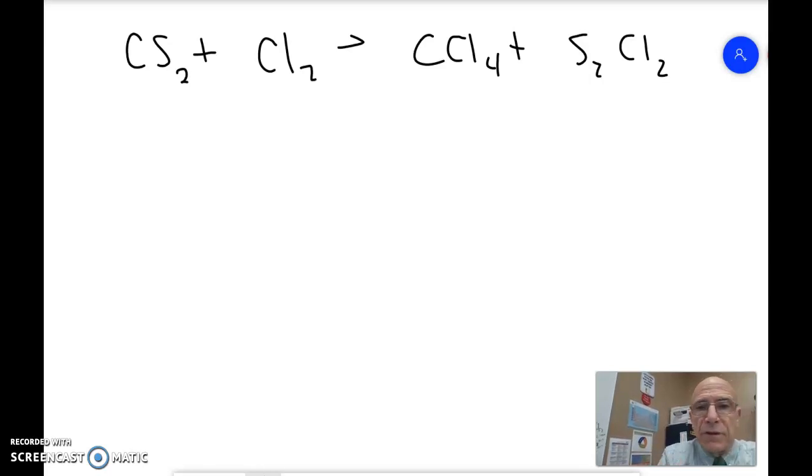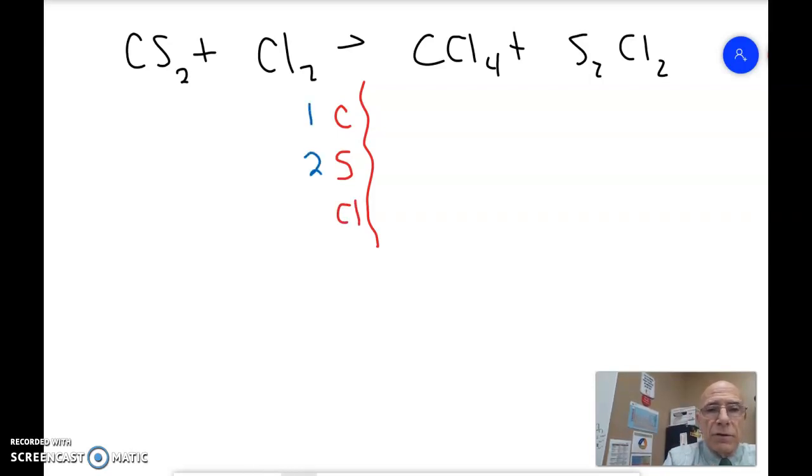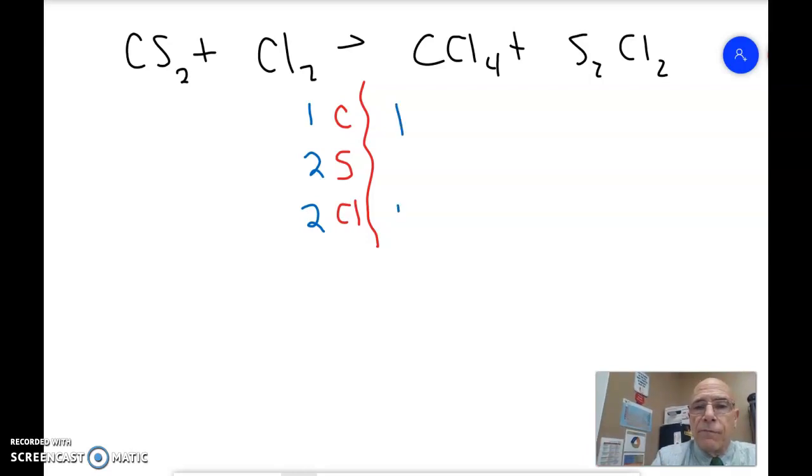The first thing I always do is draw a little line down the middle, and I'm going to take an inventory of all of my atoms. Atoms in the products on the right, atoms in the reactants on the left. So I need to list each element separately: C, S, and Cl. On the left-hand side, it's obvious I have 1 carbon, 2 sulfurs, 2 chlorines. Just multiply the coefficient in front by the subscript. On the right, we have 1 carbon, 6 chlorines, and 2 sulfurs.